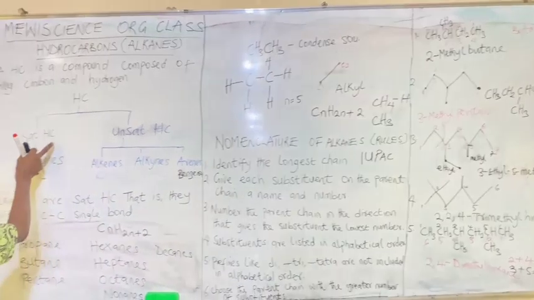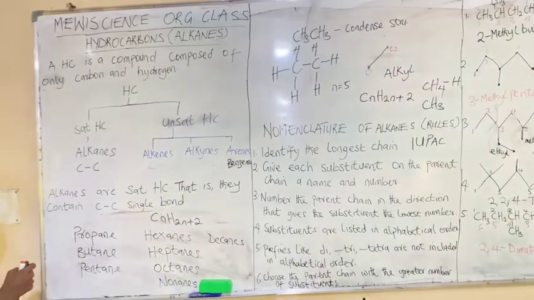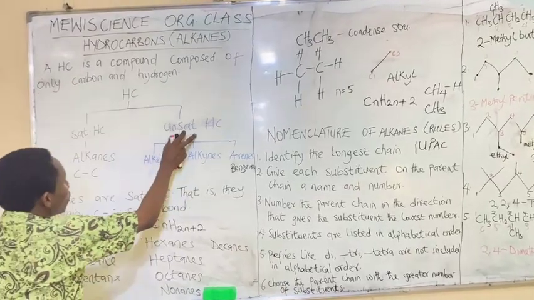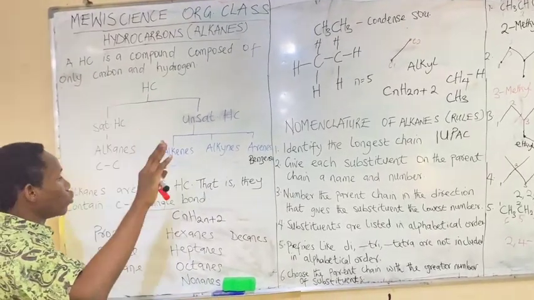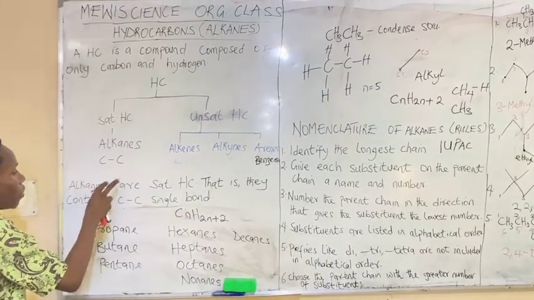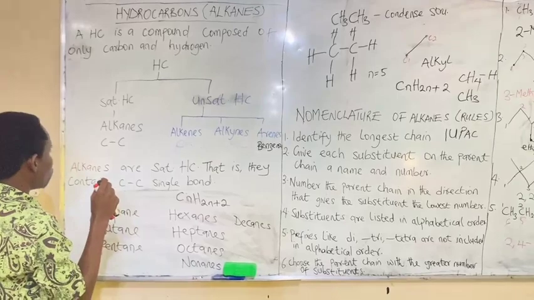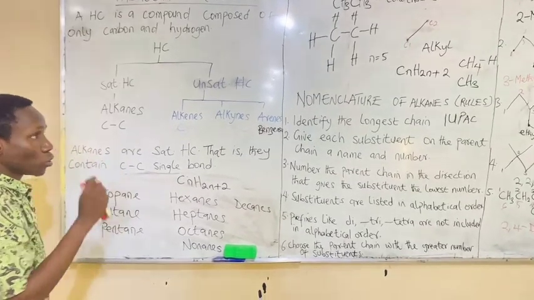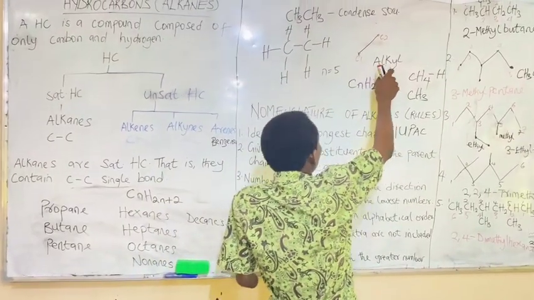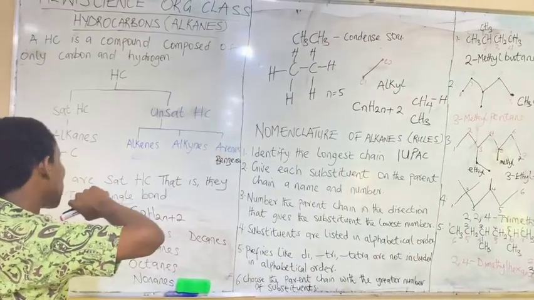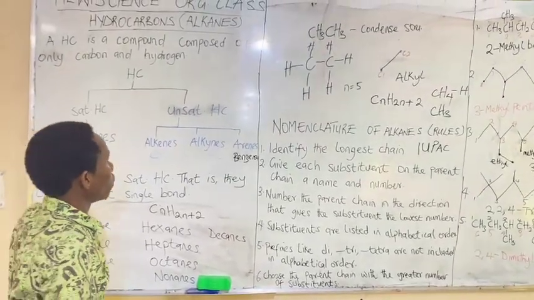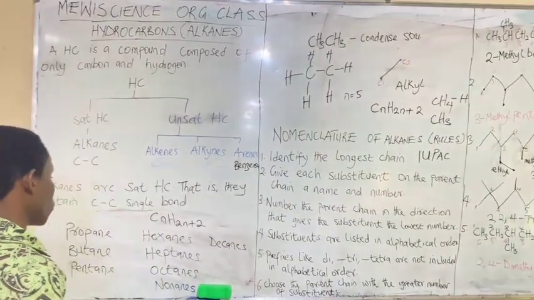Know that saturated hydrocarbons are hydrocarbons with carbon-carbon single bonds. Unsaturated ones have either carbon-carbon double bonds, triple bonds, and so on. Know that alkanes are saturated hydrocarbons with carbon-carbon single bonds. Do not also forget about the alkyl group, a group that is gotten from the alkane by removing one hydrogen. Do not forget about your rules.